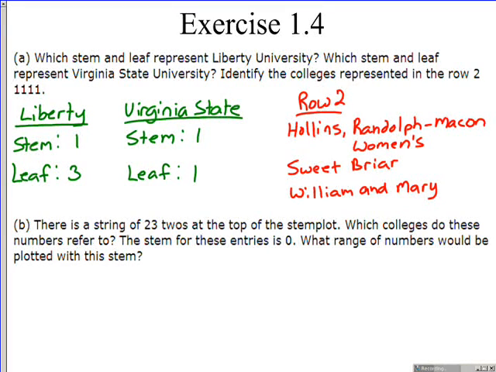Letter B. There's a string of 23 twos at the top of the stem plot. Which colleges do these numbers refer to? The stem for these entries is 0. What range of numbers would be plotted with this stem? Okay, so first of all, those are all of the 2-year or community colleges. So those 23 twos represent the 23 community colleges in Virginia.